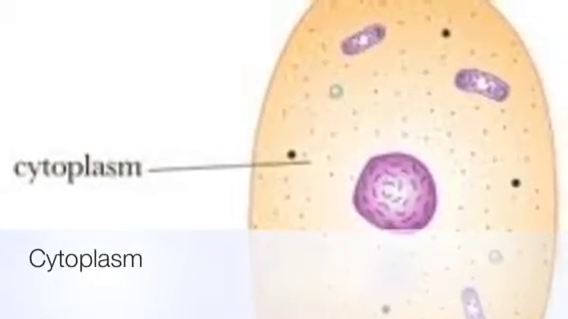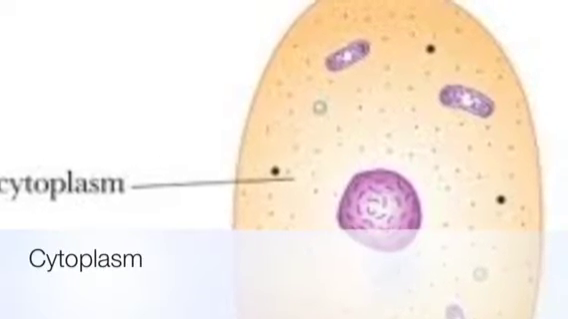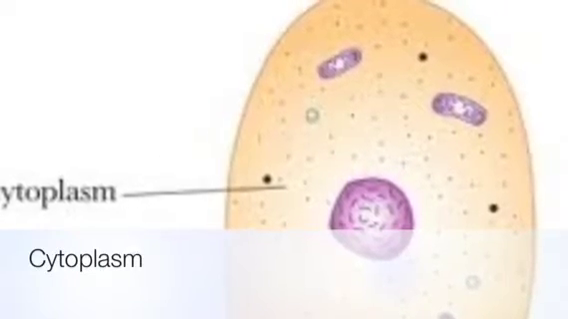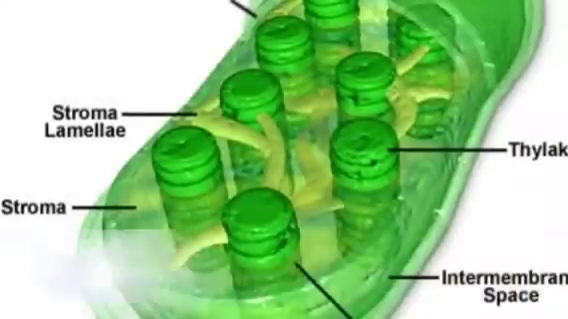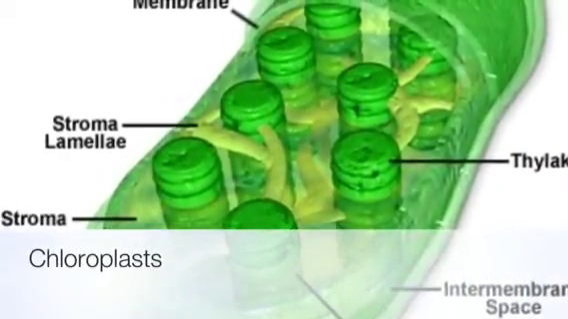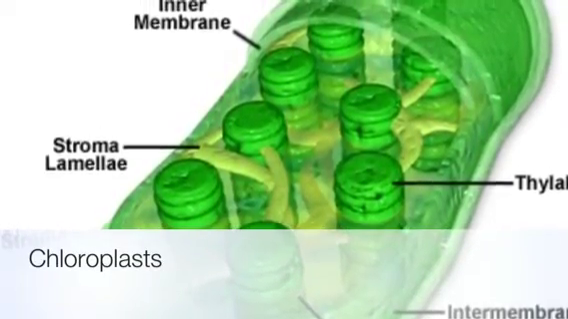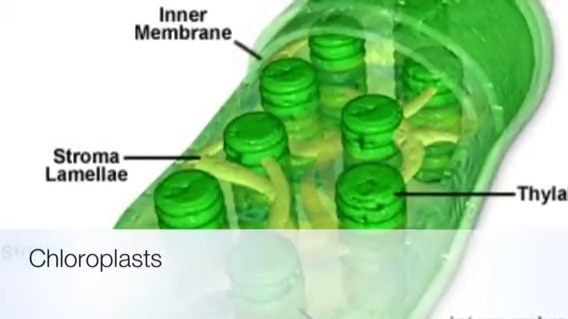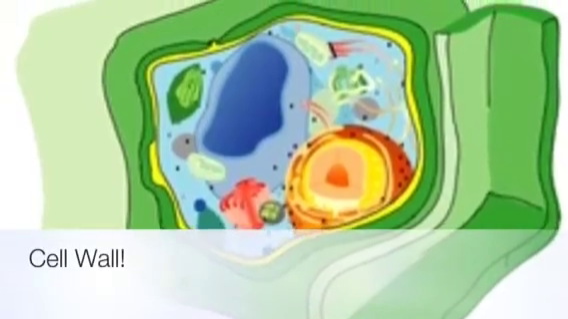Cytoplasm. Cytoplasm is basically the substance that fills the cell. It is a jelly-like material that is 80% water and usually clear in color. Chloroplasts. Chloroplasts are specialized organelles found in plant cells. These organelles contain the cell's chlorophyll, responsible for the plant's green color. Its main function is to help the plant absorb sunlight to use for energy.